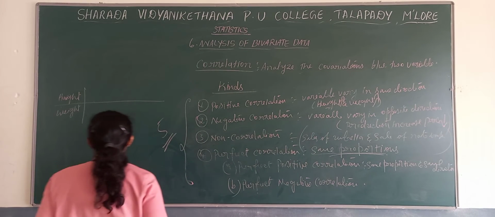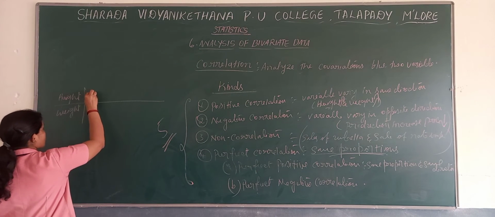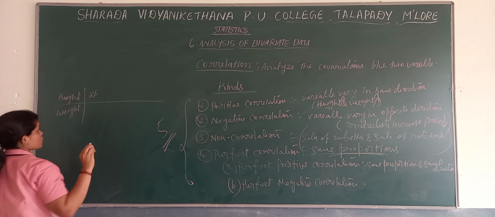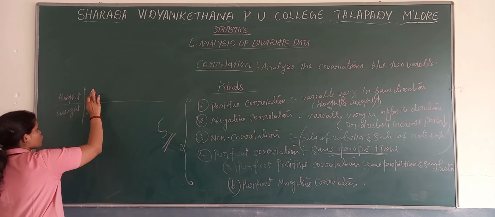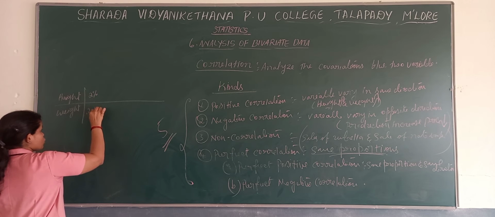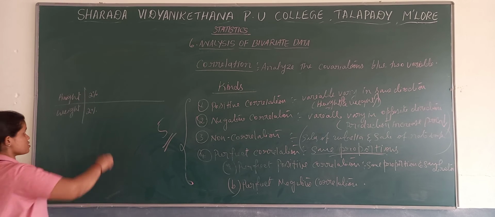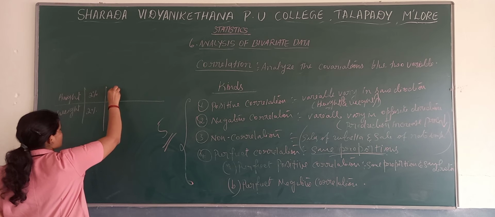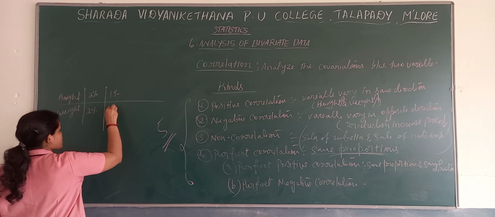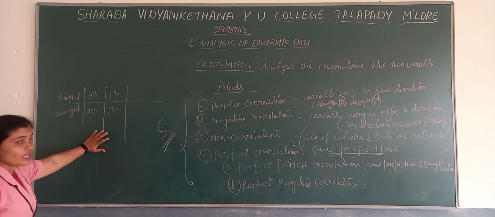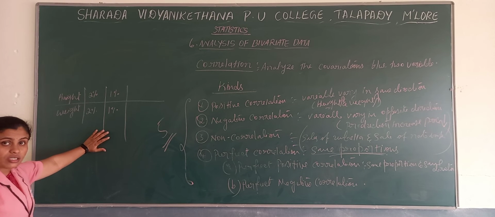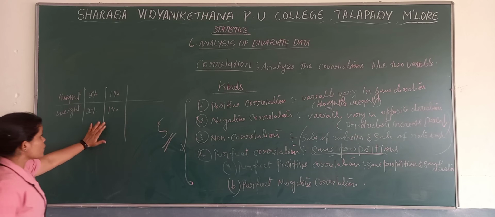For example, say 2% height increases for a particular person. Here also, 2% weight increases. For another person, 1% height increases, 1% weight also increases. So the variables vary in the same direction and also in the same proportions.